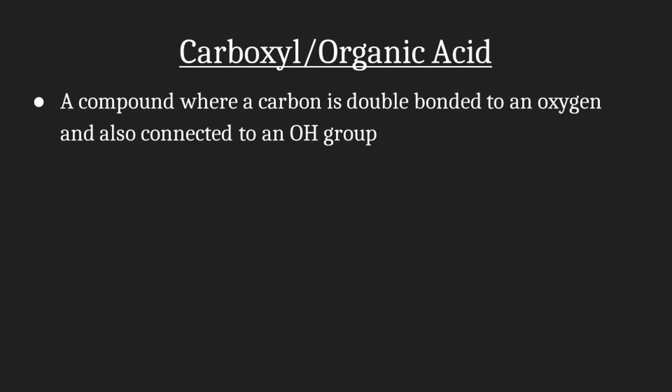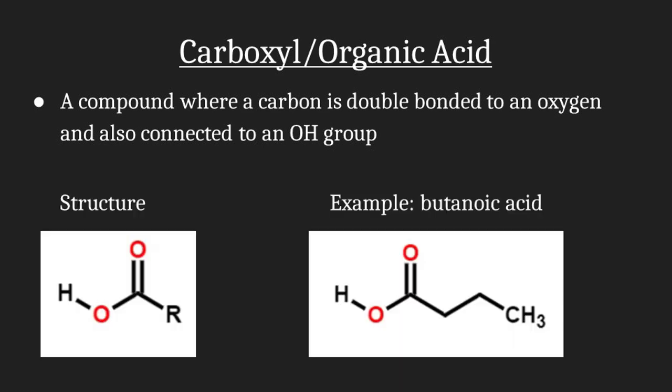The next type we're going to talk about, and probably one of the most important, is a carboxyl or an organic acid. This is a compound where a carbon is double bonded to an oxygen and is also connected to an OH group. That has to be from the same carbon connected to both oxygens. And a good example of this is butanoic acid, where it's a chain of 4 carbons where the last carbon is double bonded to an oxygen and connected to an OH group.